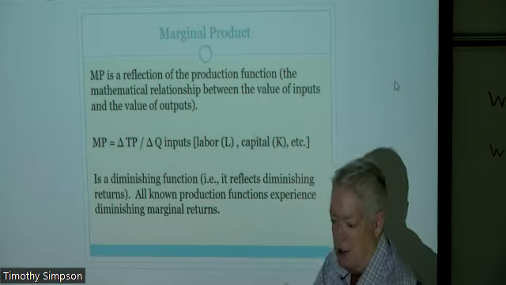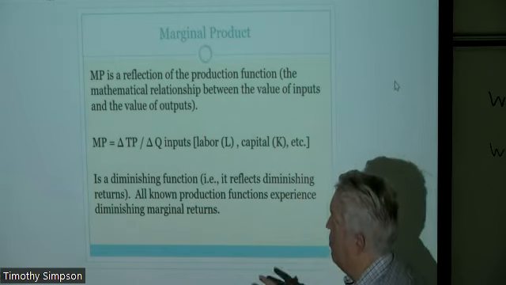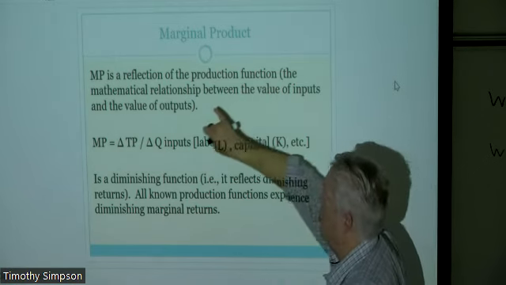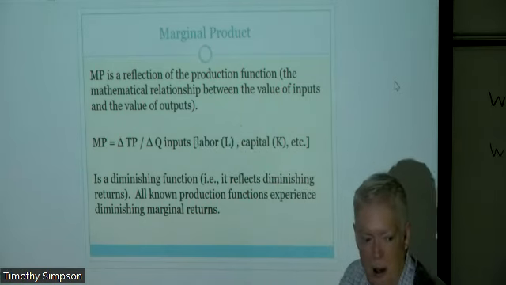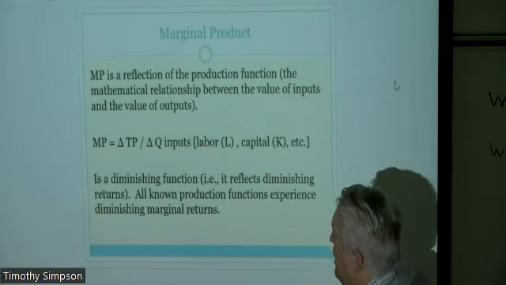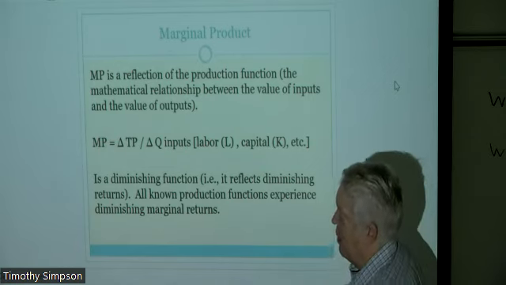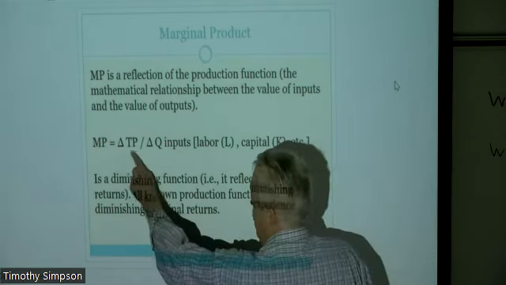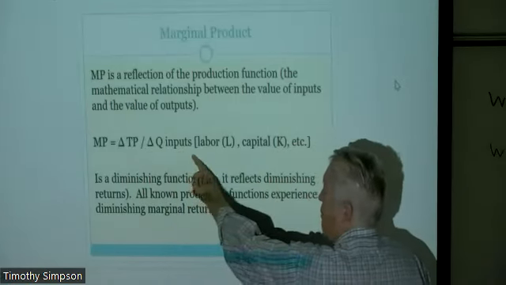Incremental output of units, okay? So units of input, units of output. When I say value, we're going to put the dollar figures to it, and that is going to be the idea of cost, and we'll talk about how cost interrelates to production. So marginal product is simply change in total product divided by the change of inputs.